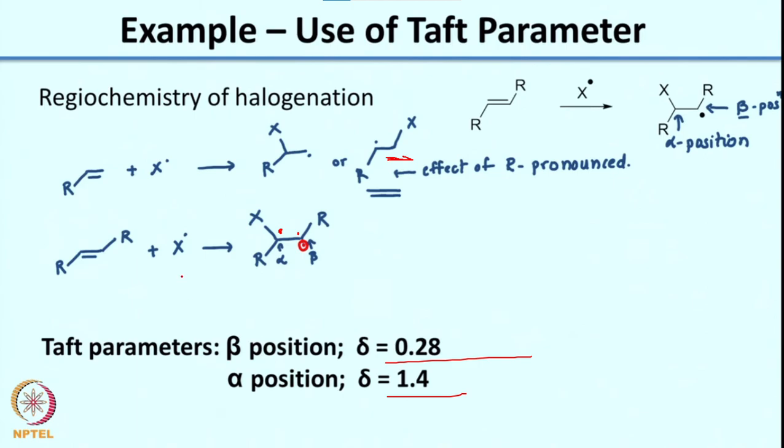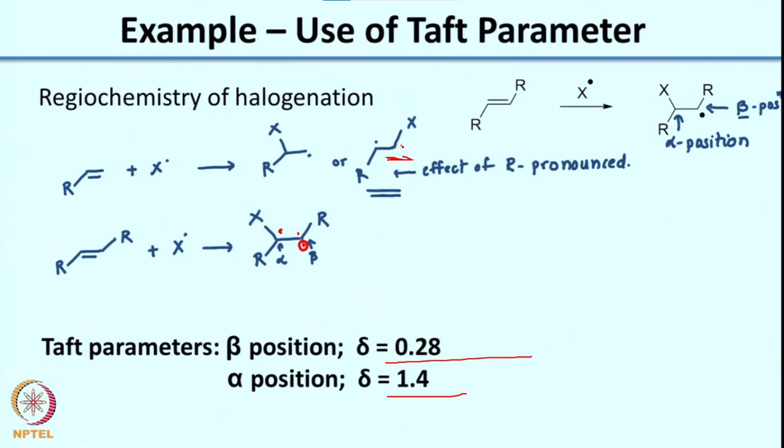Then we have discussed the radical reaction where we are using a Taft parameter. Here primary radical and secondary radical generation was taking place, where the secondary radical was more stable. But in the second case, we are observing that the alpha position is more stable compared to the beta one, because the beta radical is secondary and alpha will generate a tertiary radical. That's why the alpha position value is higher compared to the beta one, right?